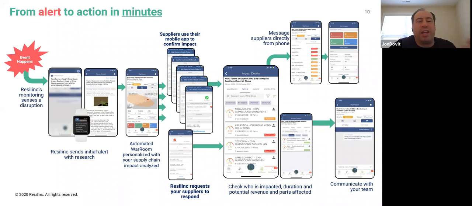And then I can really easily communicate with the rest of my team on my side, just to automate and create a quick response. And I can show you this in the demo as well, but this just shows a flow.